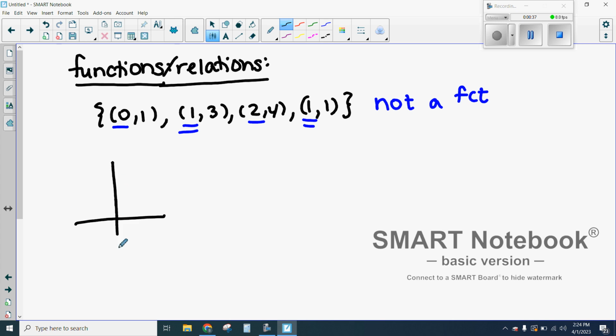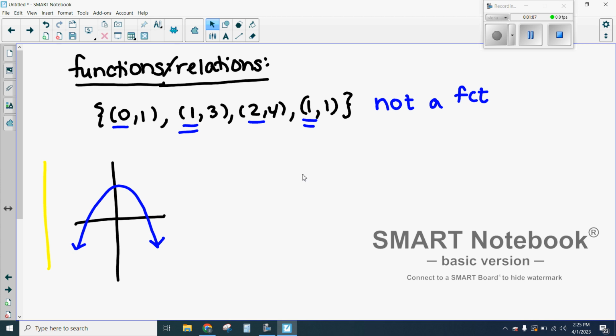If I have a list of some sort, meaning just a literal list like this, or a table of values, or a diagram with arrows, then all I have to do is look at the x values. If I'm looking at a picture instead, like we did in some of the other videos, remember then I do what's called the vertical line test. And if no matter where I draw that vertical line through my graph, it only intersects in one place, then it's a function.